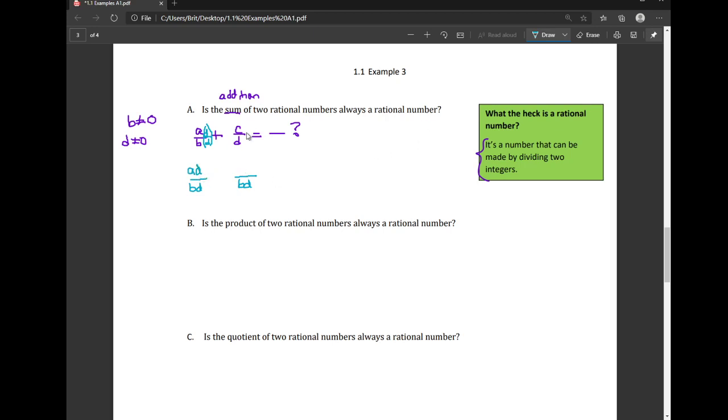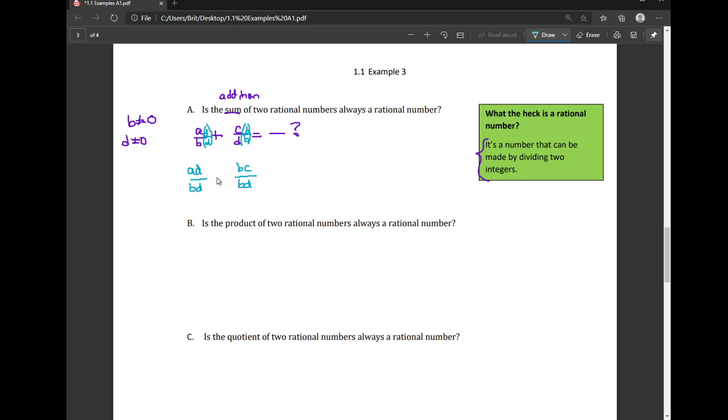And then I'm going to do the same thing to this second fraction. It already has a d in the denominator, so I need to find a way to get a b to be there. So I'm going to multiply it by b over b. So c times b, I'm going to call that bc. Now our two rational numbers are written to have a common denominator.